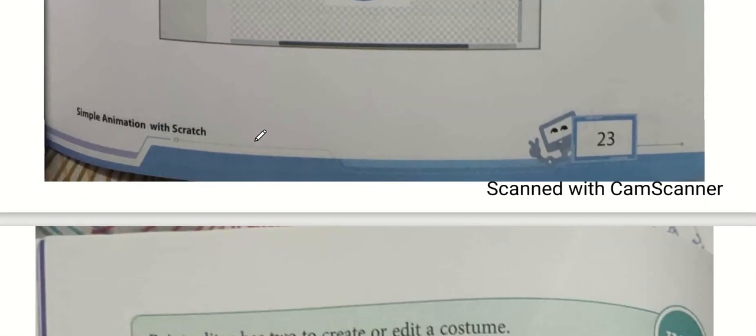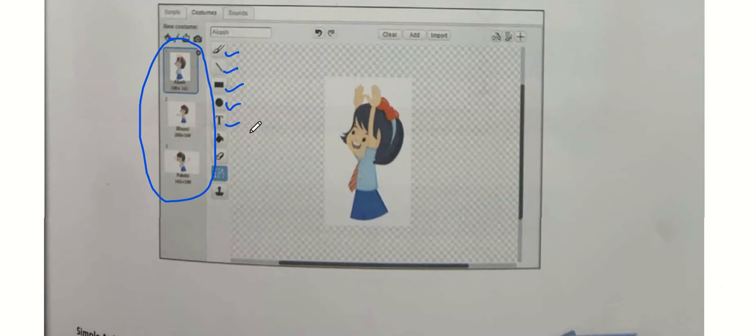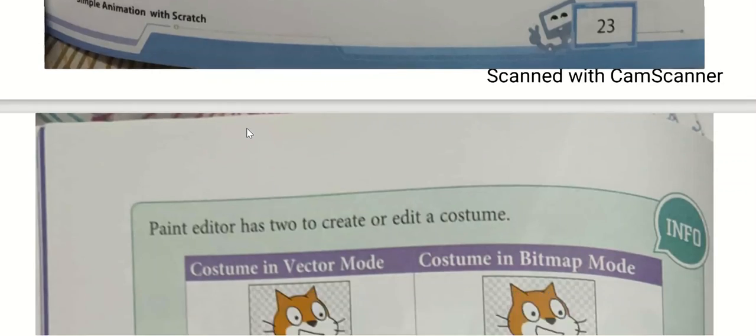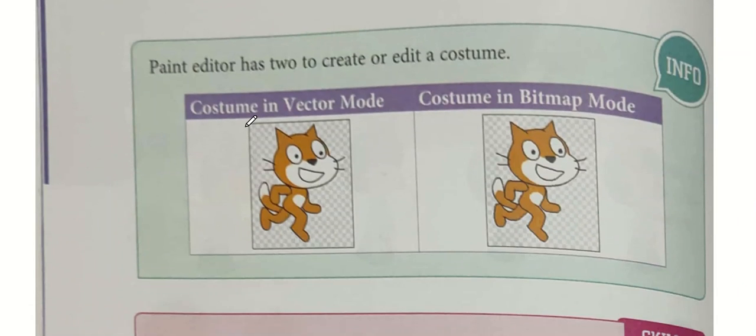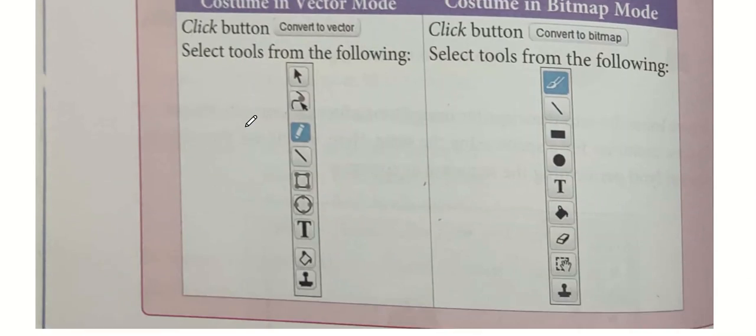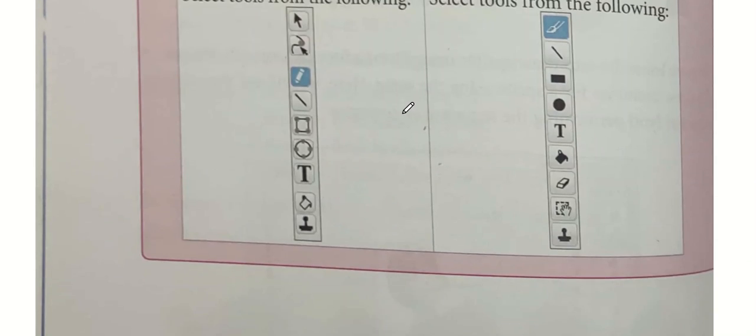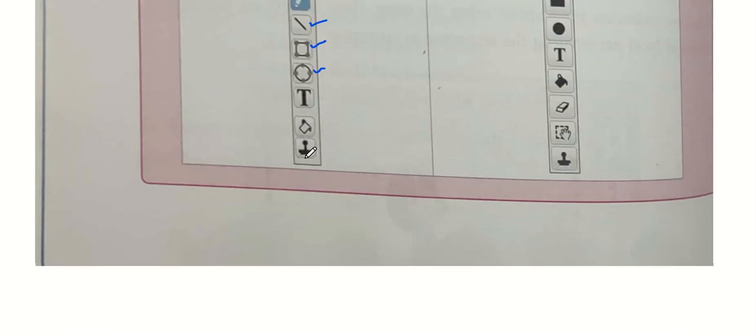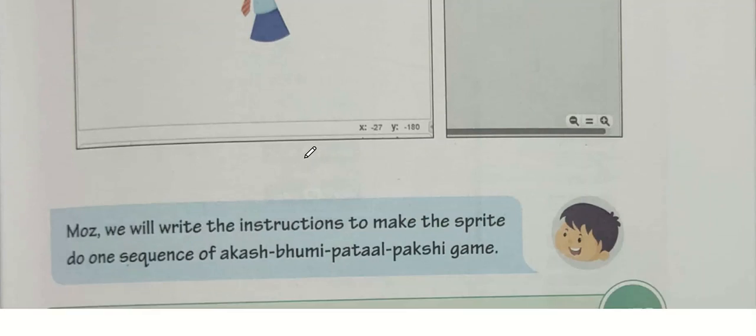Then we learn that any image comes in 2 flavors. One is your vector mode and another is your bitmap mode. Then we learn different buttons or tools of these 2 modes. We learn the use of this line function. If we want to create a rectangle or a circle, then we can also create them easily using the paint editor. So let's open page number 25.